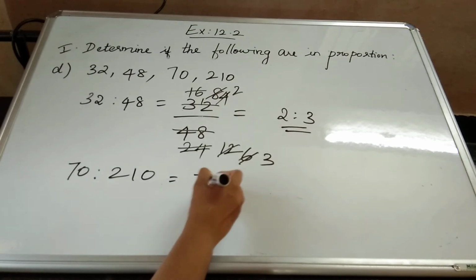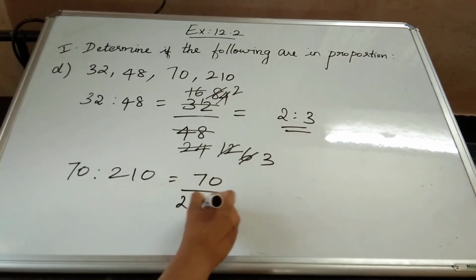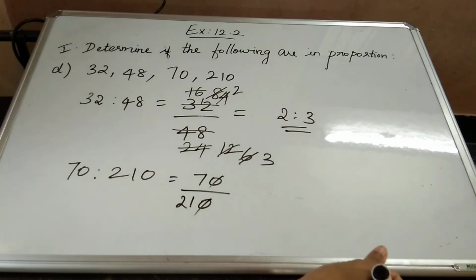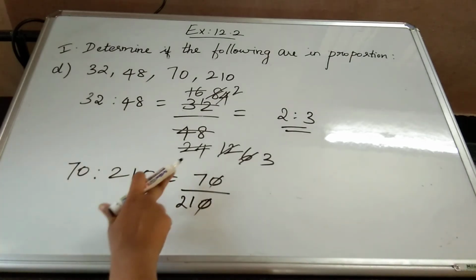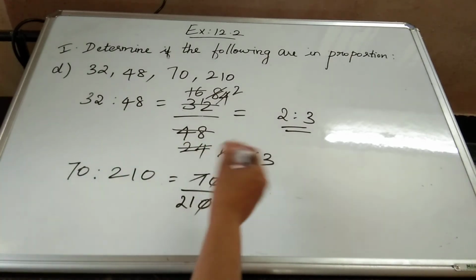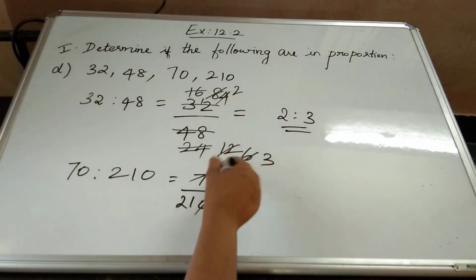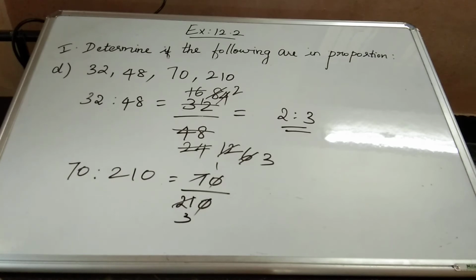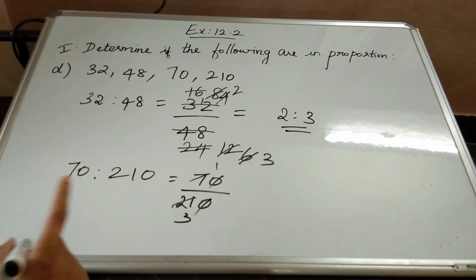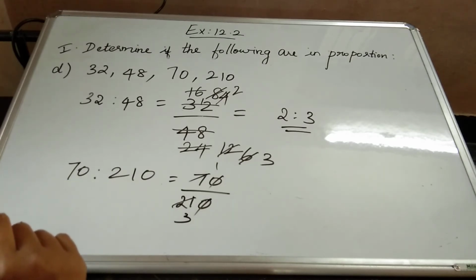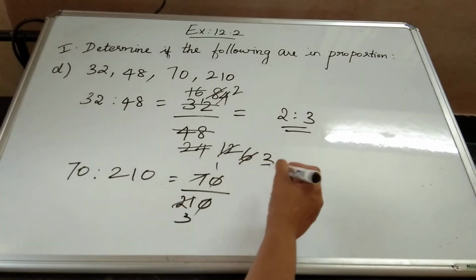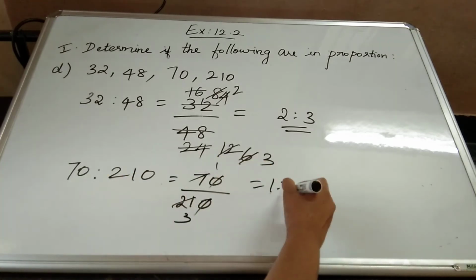So 70 divided by 210. So the 0 from the numerator and denominator we can cancel. Okay, now 7 and 21. 7 table can I take? 7 ones are 7, 7 threes are 21. Okay, now I have 1 divided by 3. So what is the ratio? 1 is to 3. Okay, so you have 2 is to 3 and 1 is to 3.